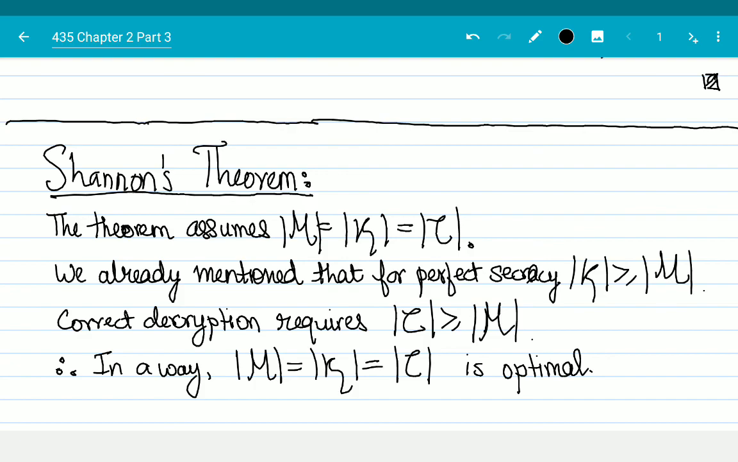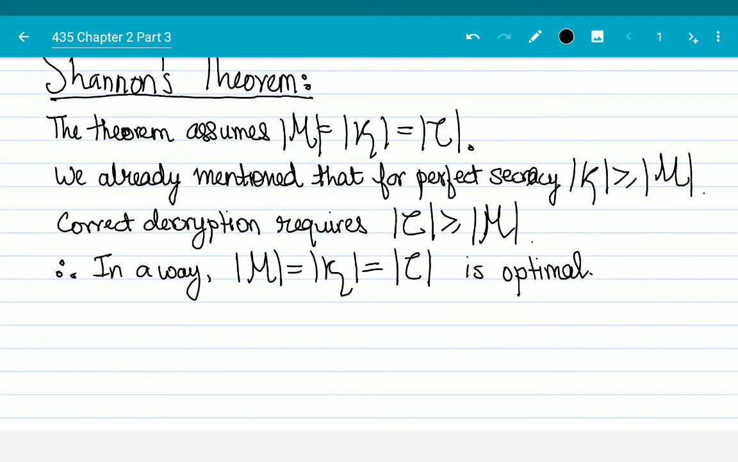So we have talked about the one-time pad having this problem that the key space was too big and has to be equal to the message space. And Shannon's theorem is going to emphasize that for perfect secrecy, you cannot do away with that. It is something that you have to have. So, Theorem 2.11, Shannon's theorem.